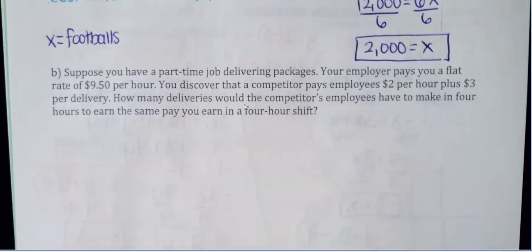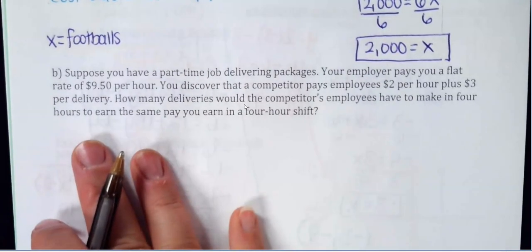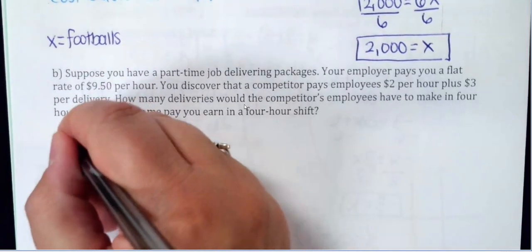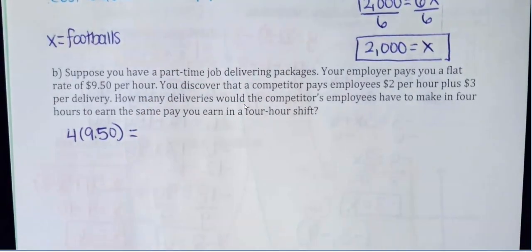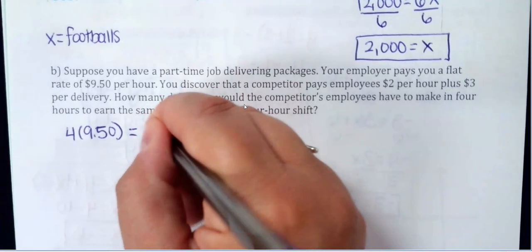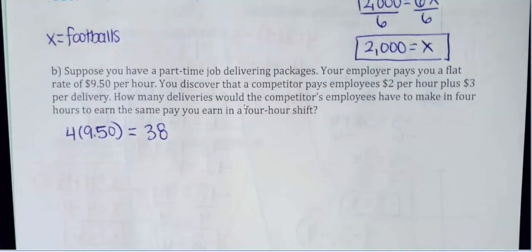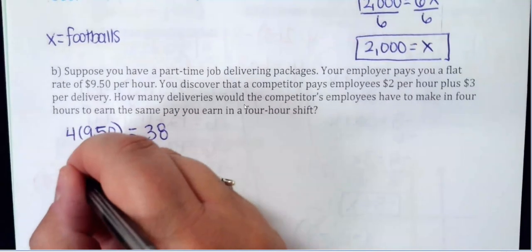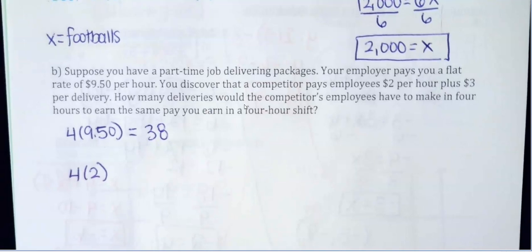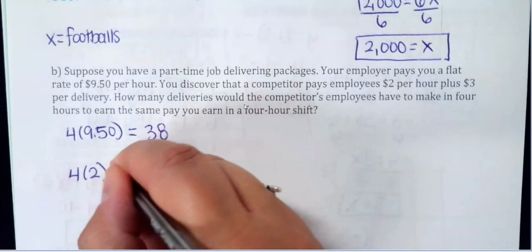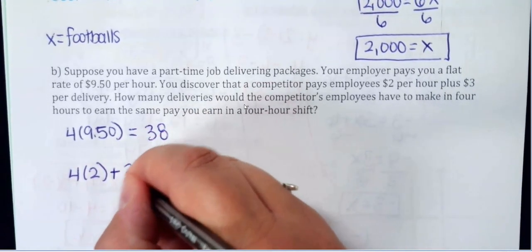Okay, so in a 4-hour shift, right, if you're just paid $9.50 an hour, I'm just going to take 4 times $9.50, and that would be what you would make. So this would be $38. So if you work a 4-hour shift, it doesn't matter how many deliveries you make, you get paid $38. Okay, now the competitor pays $2 an hour, so they're also going to have the same shift. So 4 hours at $2 an hour, plus they make $3 for every delivery.